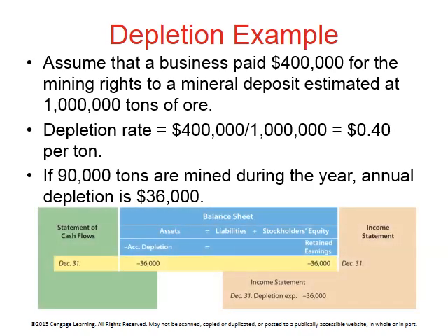Then to record this on our books, we create an account called accumulated depletion, which is a negative asset account similar to accumulated depreciation. We recognize depletion expense on our income statement, and we know expenses reduce retained earnings.